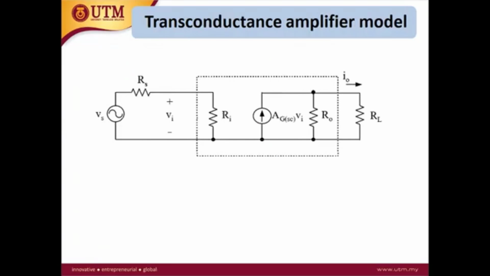Okay, same with the transconductance. If you see, the conductance is the inverse of resistance. Resistance is V over I, so this is I over V. So the voltage will be the input, and the current will be the output. That's why the input is the voltage source, and the internal source is the current source.